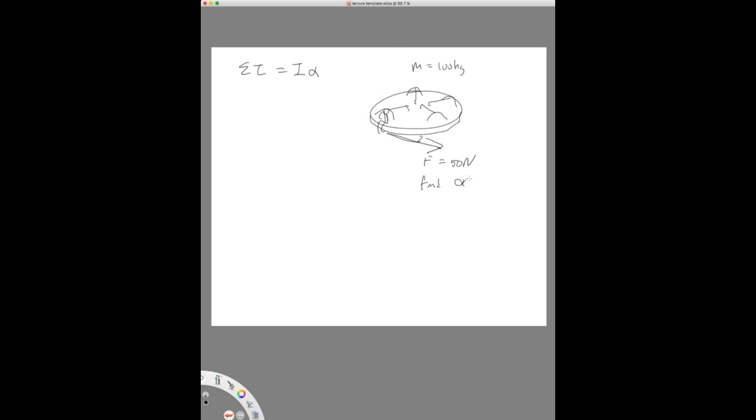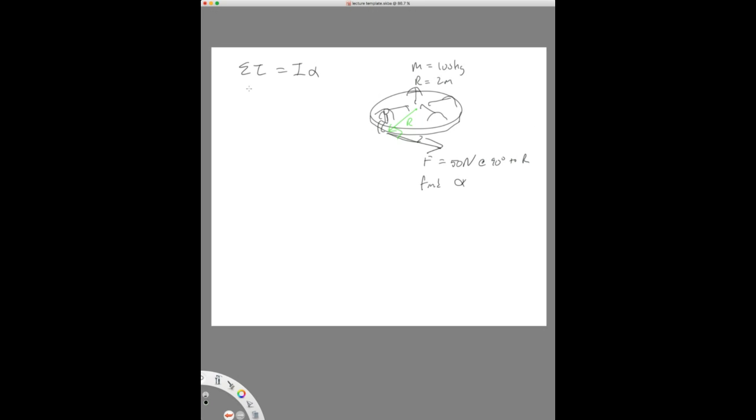Okay, so we're probably going to apply that force at a right angle to the radius because we don't want to waste our effort, and we know a right angle is the best. So we're going to say at 90 degrees to the radius. And suppose the radius is 2 meters.